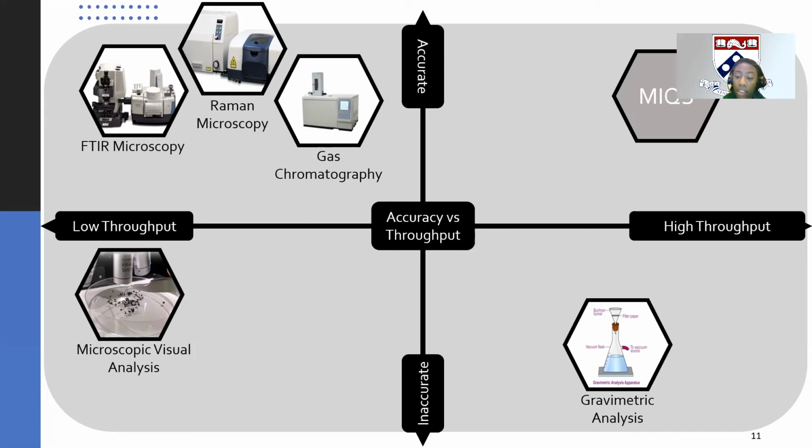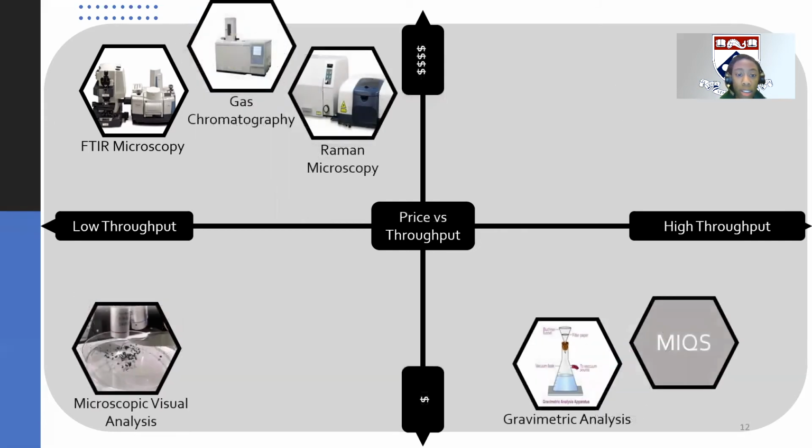And gravimetric analysis is high throughput, but it's very inaccurate because a researcher will only be able to mass a bulk amount of microplastics out of a sample, but they won't necessarily individually count how many microplastics make up that bulk mass. So the MIQS system hopes to be both accurate and have a high throughput, given the quantities that we mentioned earlier as our system characteristics.